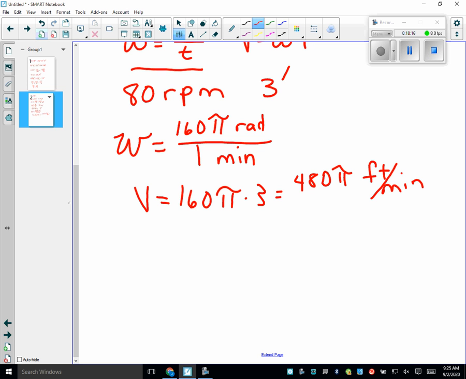I just have to remember to put measurements. Yes, there are little bitty things in there to remember. All right, let's go to trig functions.